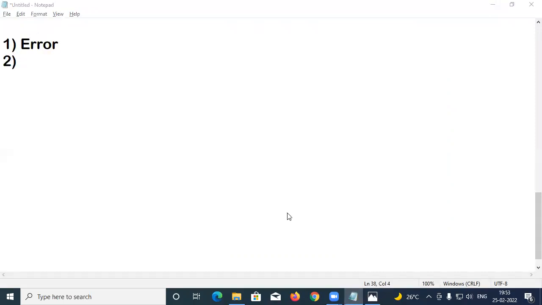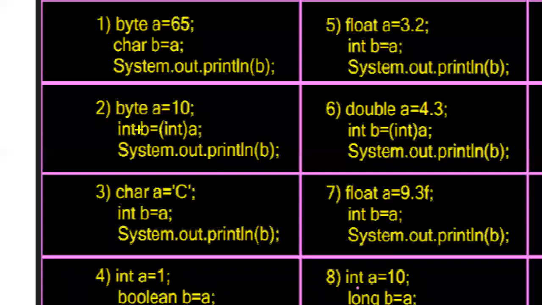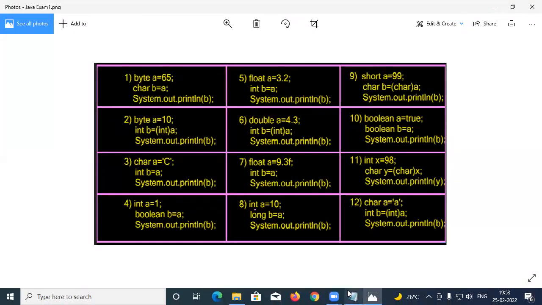Okay. Second one, byte to integer. Does it come under 19 or 23? 19. If you do it explicitly, also valid. So byte to integer, this is actually not required. Even if you write it, nothing will happen. So it is valid. So what is the output? This one, 10.